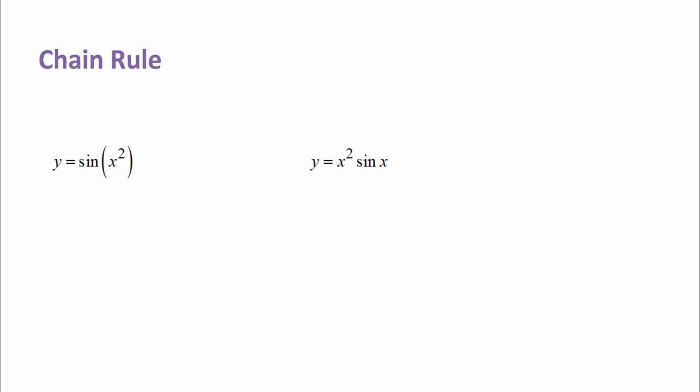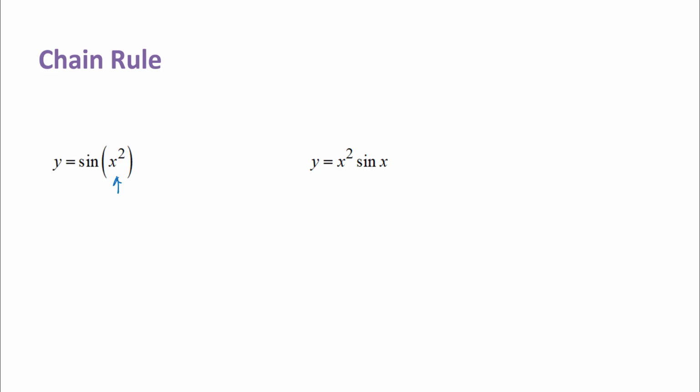The first function I've got here says y equals sine of x squared. The second function has an x squared and a sine function, but it's a little different. If you read it, it would be y equals x squared times sine of x. The key thing here is that these functions both involve an x squared function and a sine function, but they're combined in different ways.